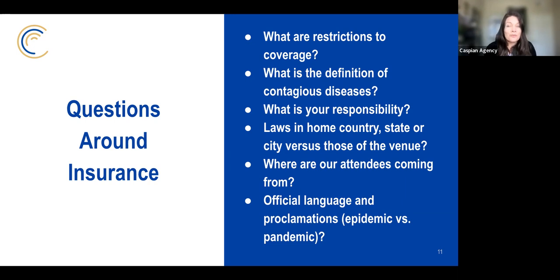And the big thing that we've seen with insurance is the official language and proclamations: who does the insurance company deem is the expert? Is it the WHO? Is it the CDC? Is it some other international body? Because whoever's going to proclaim it a pandemic or an endemic, sometimes that is the trigger point for insurance to come into play and be valid. All these are important to know because if you think you're insuring the financial position and there's an insurance company saying that does not qualify, then your financial position is lost.